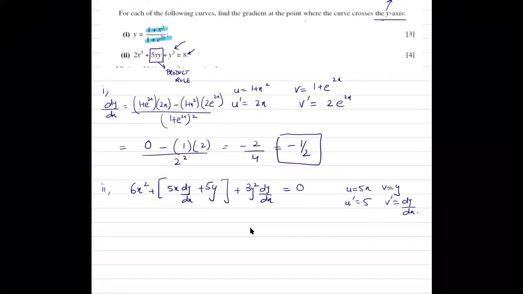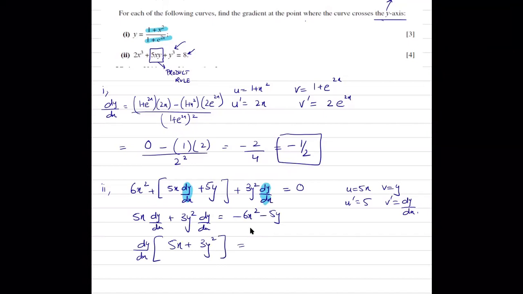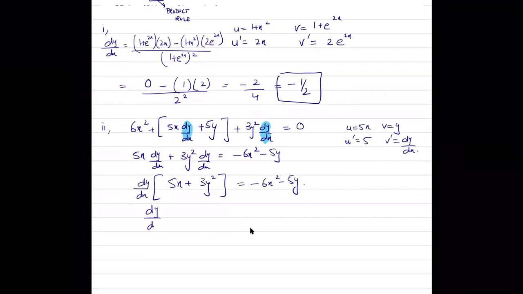Now I am going to find an expression of dy by dx by taking these terms on one side and shifting all the other terms on the other side. So 5x dy by dx plus 3y square dy by dx is equal to negative 6x square negative 5y. I can take dy by dx common out. So I'm going to get dy by dx times 5x plus 3y square equals minus 6x square minus 5y. Dy by dx is going to be minus 6x square minus 5y upon 5x plus 3y square.